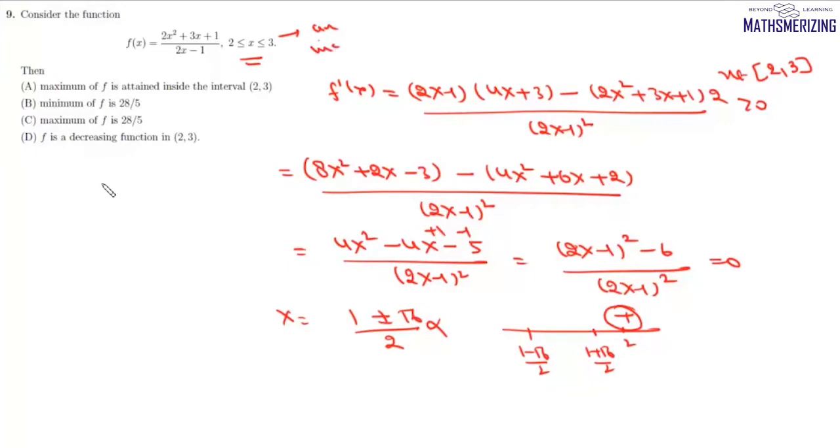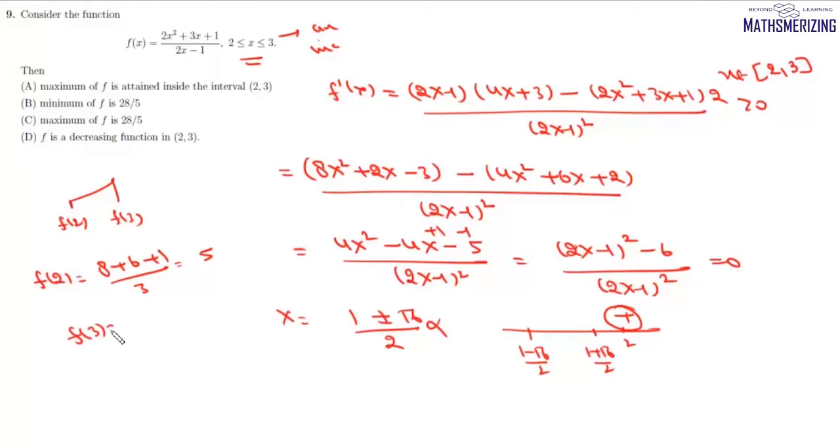Now when the function increases, its minimum value will be at the start of this interval and its maximum value will be where this interval ends. So if we find f(2), f(2) will be (8 + 6 + 1)/(4 - 1), where 4 - 1 is 3. So it will be 9 + 6, 15. 15 by 3 is 5.